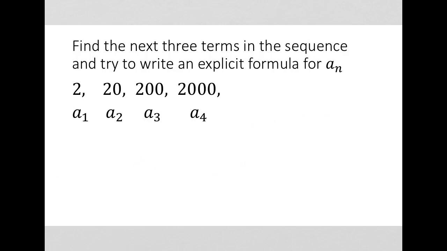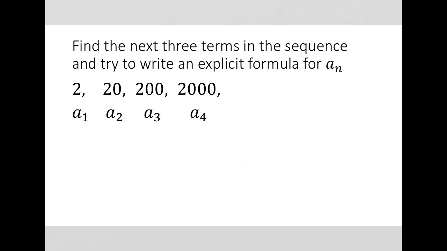Here we have a sequence of numbers, 2, 20, 200, 2000, and I want you to try and write the next three terms in the sequence, and then I want you to try and write an explicit formula for that sequence. So take a moment and do that, and then look at how I am doing it. So pause it now and try that.